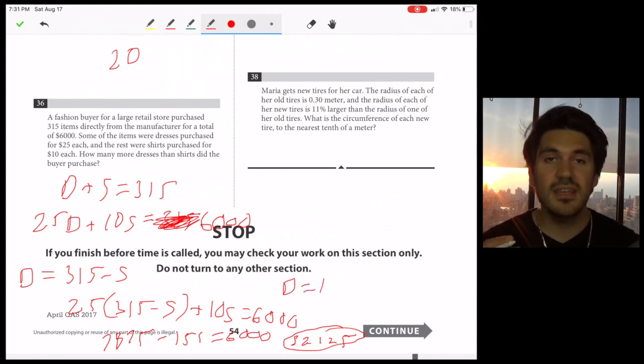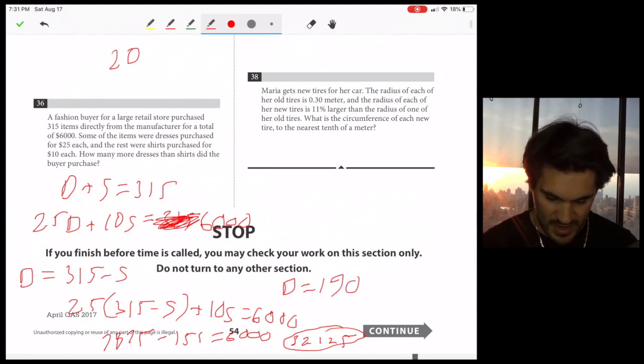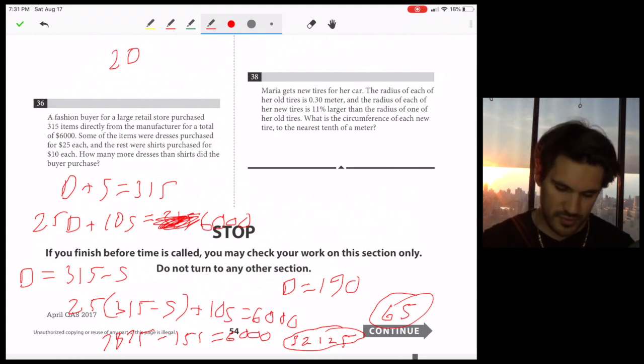And then we need to know the difference between them, though, right? So we do 190 minus 125. That gets us 65. Sorry for the mess. Not that much room to write here, especially with one of these bad boys.